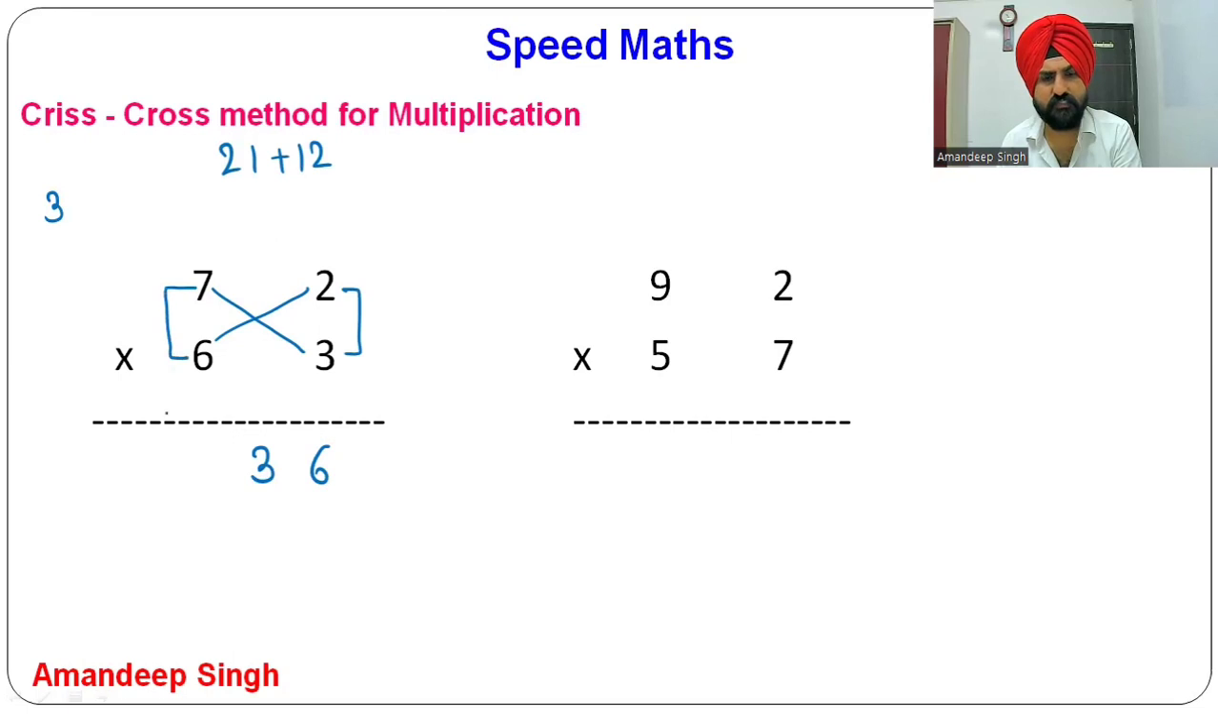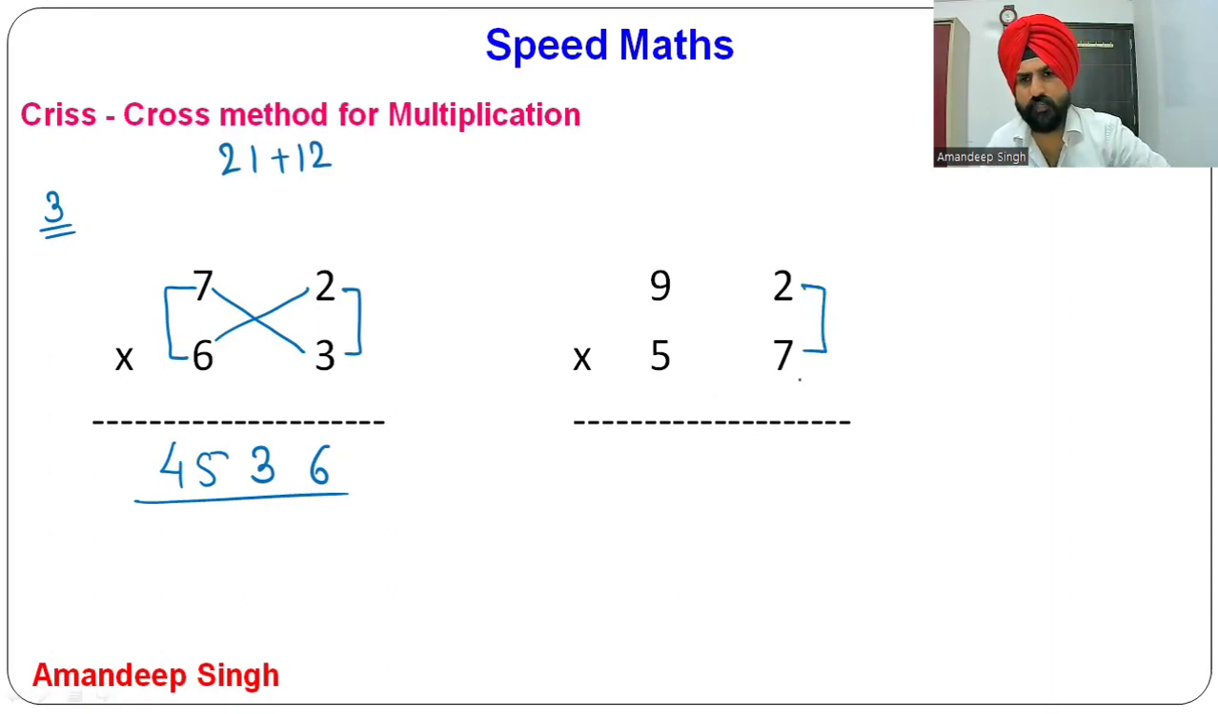Now 6 7s are 42. 42 plus 3 is 45. So my answer has to be 4536. Agree?